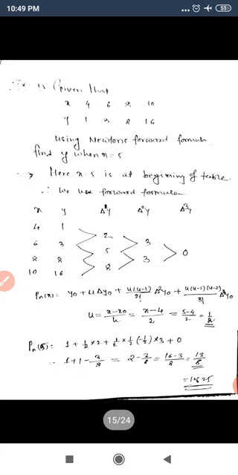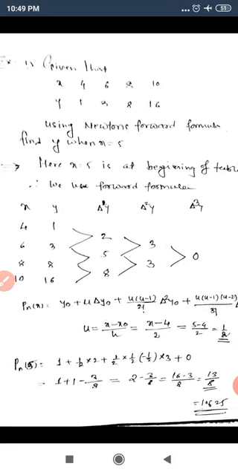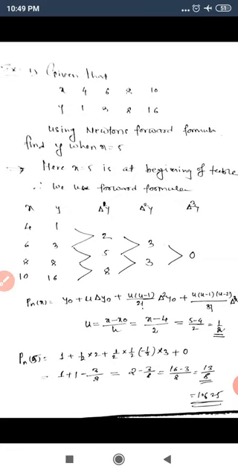Now I am taking one example on this. Given the set of values x and y, x equal to 4, 6, 8, 10, and values of y are 1, 3, 8 and 16. Using Newton's forward formula, find the value of y when x is equal to 5. That means find f of 5. First find f of x and put x equal to 5.